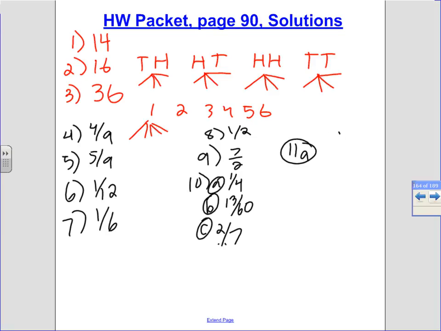11A is 9 over 100. 11B is 37 over 50. So those are the simplified answers. If you need the answer before I simplify it, I can give that to you. Mary? That is the answer.